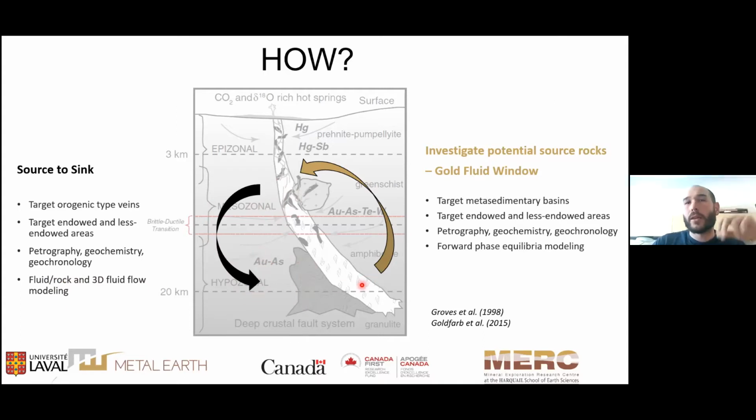But we can also take a potential source, in our case the metasedimentary basin, and do some forward phase equilibrium modeling and try to reconstruct what we observe in the field. Again, we're going to do that in endowed and less endowed areas, doing some petrography, geochemistry, geochronology, and forward phase equilibrium modeling.